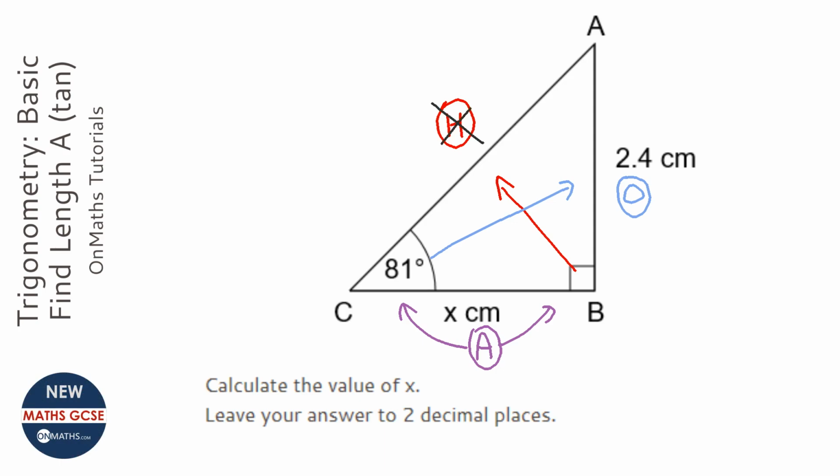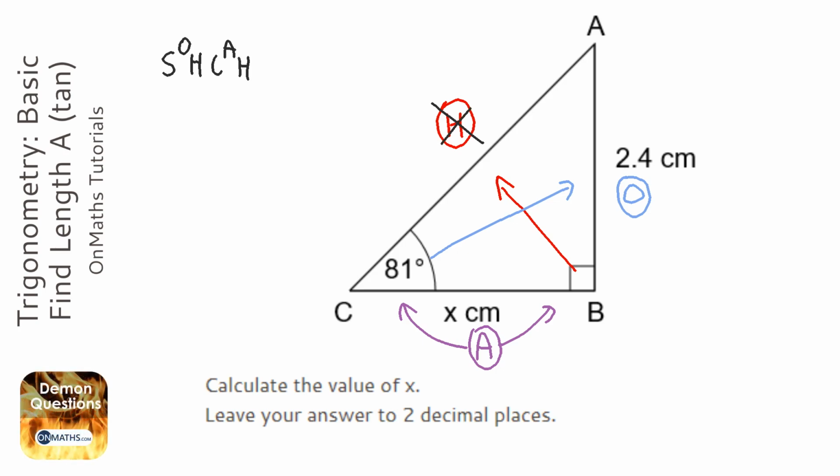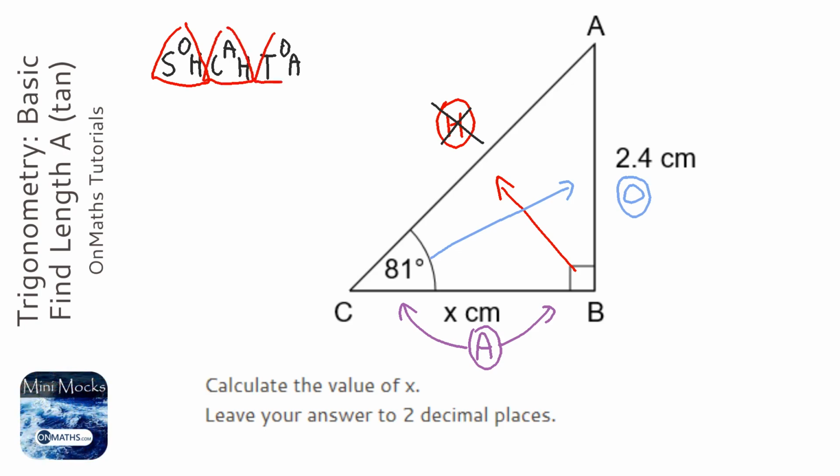The next step is to write down our SOH, CAH, TOA. And this is something you need to remember, and it's a collection of three triangles, SOH, CAH and TOA. And we're going to cross out the two ones we're not going to use for this question. Well, we've crossed out the H, so SOH and CAH both have an H in it, so we're not going to use those. We're going to use the TOA.